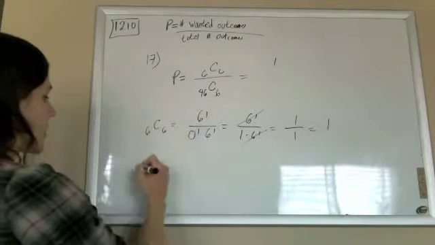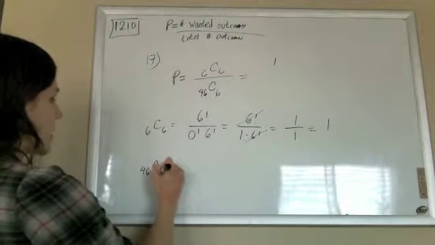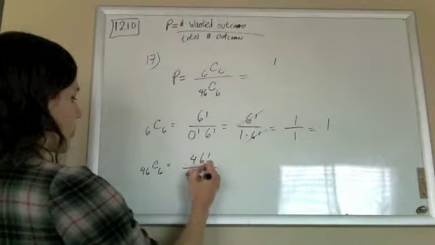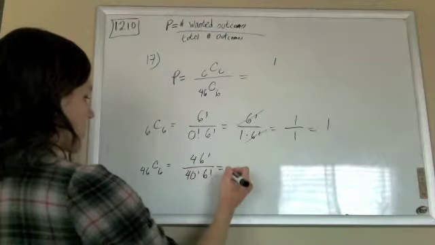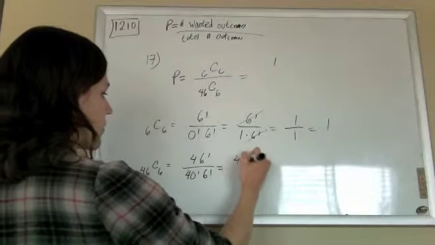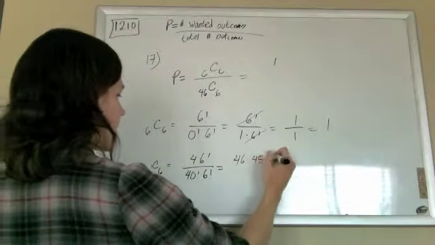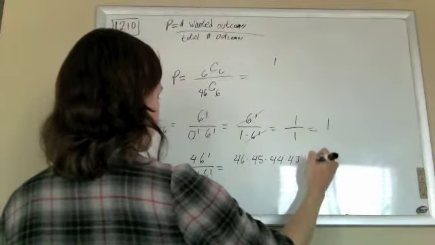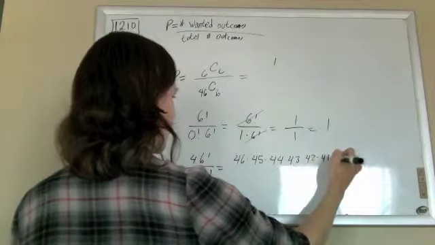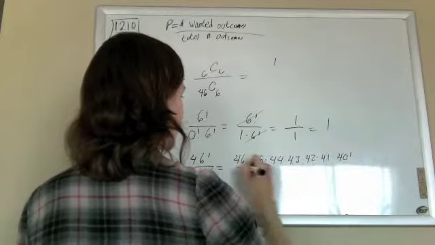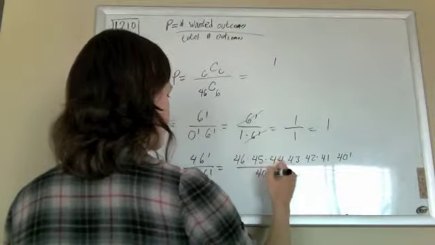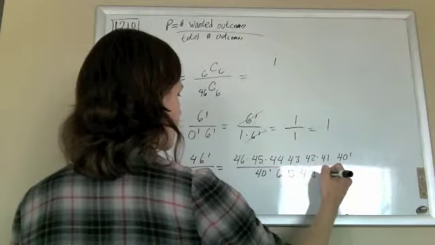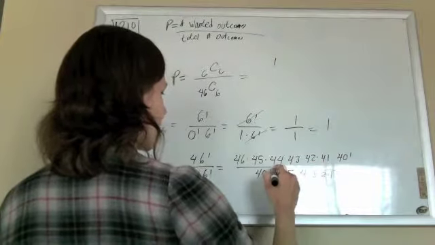And then we'll crank out this one, 46C6. So that's 46 factorial over 40 factorial times an extra 6 factorial. So 46 times 45 times 44 times 43 times 42 times 41, and we'll let the 40 factorials cancel. And I have 6 times 5 times 4 times 3 times 2 times 1.